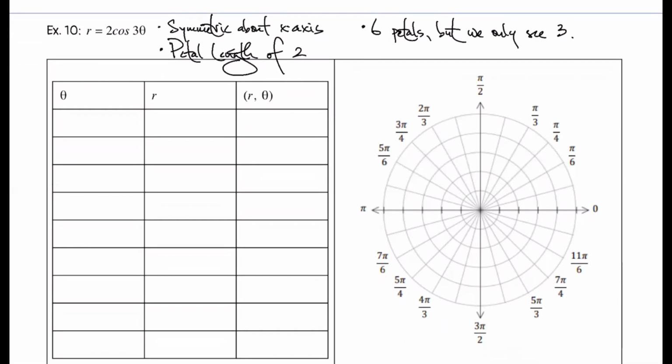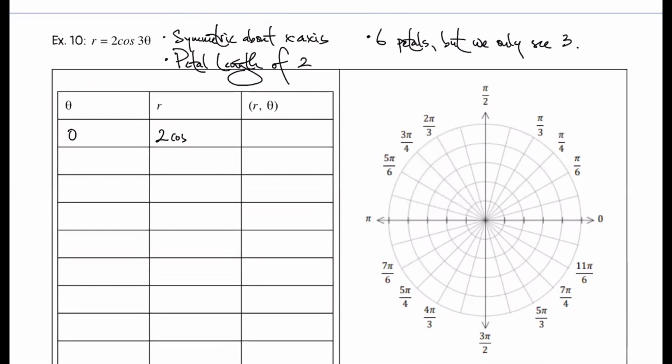So I'm going to plug in 0. Let's see, 2 times cosine of 3 times 0 is 0. Cosine of 0 is 1, so this will give me 2 comma 0. Okay, so this will be our first point. We know it's going to be along the 0 angle and 2 circles out.